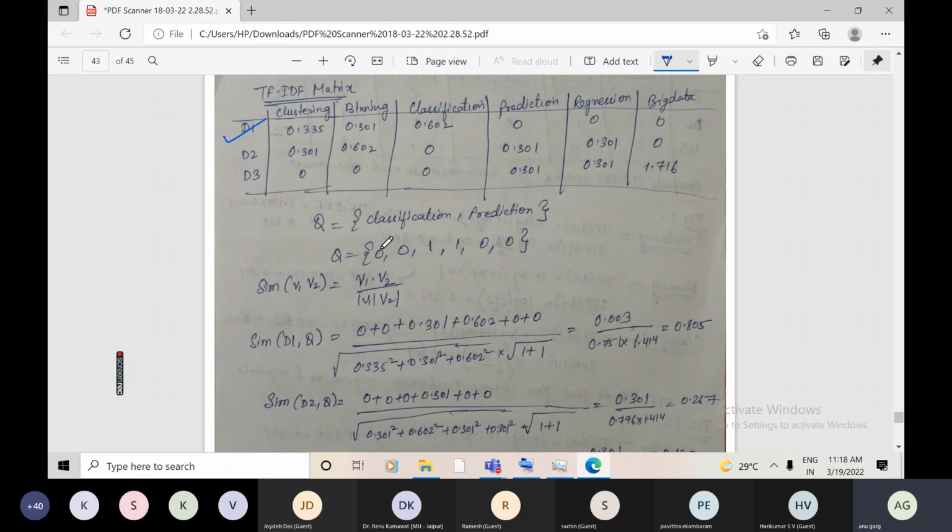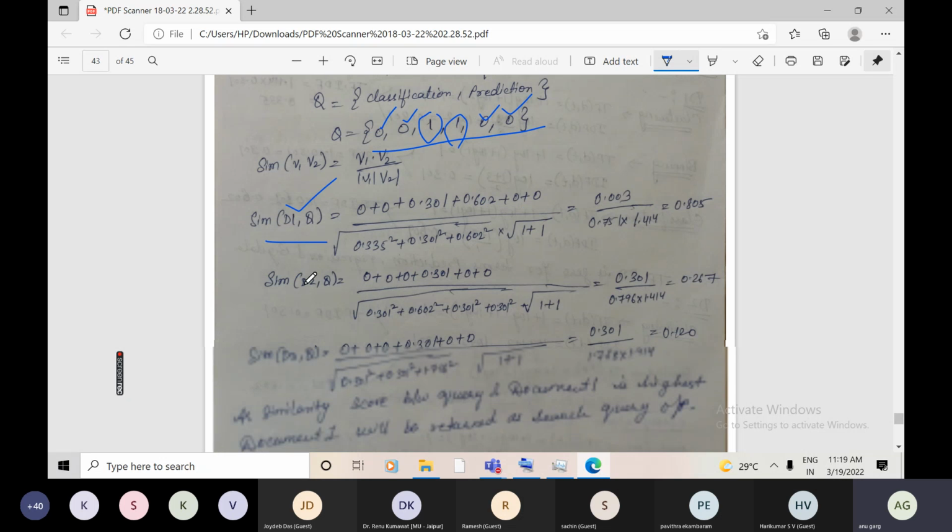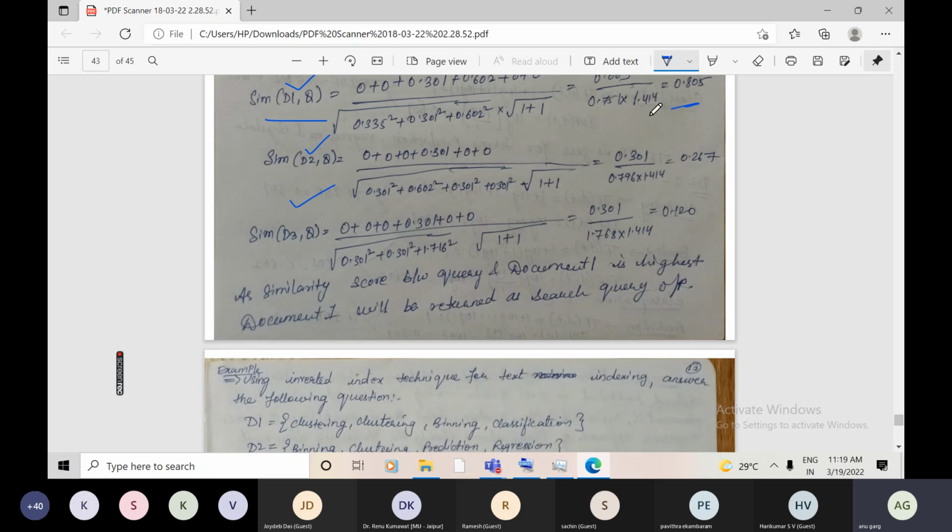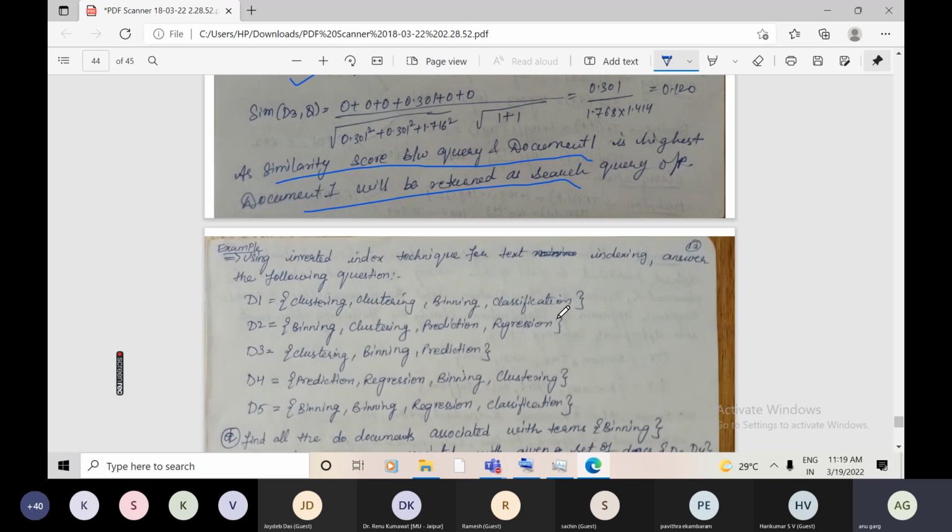Clustering is not there, right? Fill it with 0. Binning is not there, fill it with 0. In place of classification, it's there, so fill 1. Prediction 1. Regression, big data 0. In this order only you write this also, then only it will come correctly. Then you find out the cosine similarity between D1 and Q, D2 and Q, D3 and Q. Now the highest similarity score is for this one. That means the similarity score between the query and document 1 is highest. Hence document 1 will be retrieved faster as a search query output.